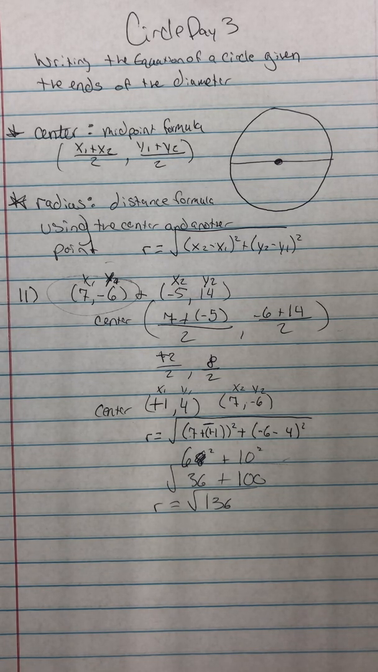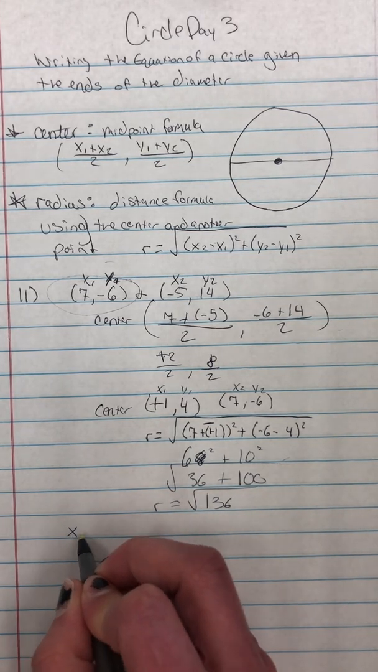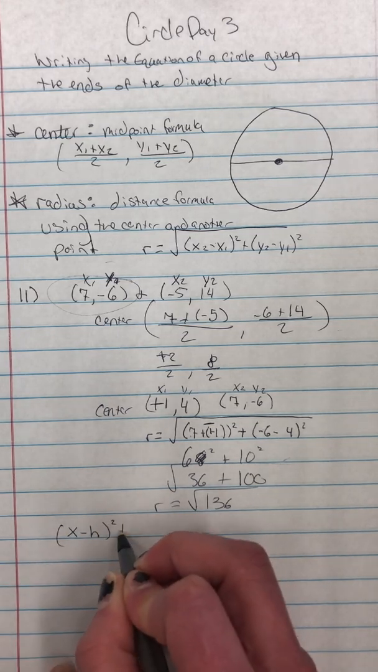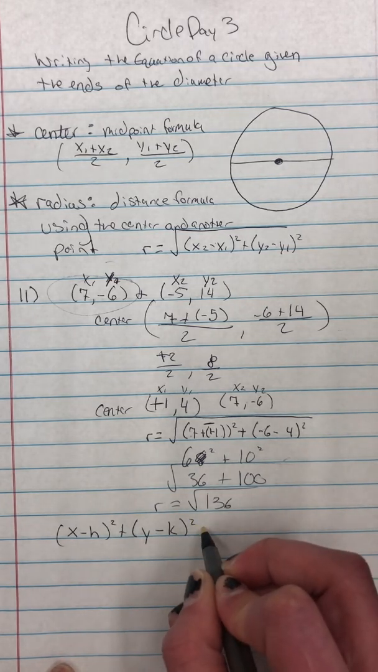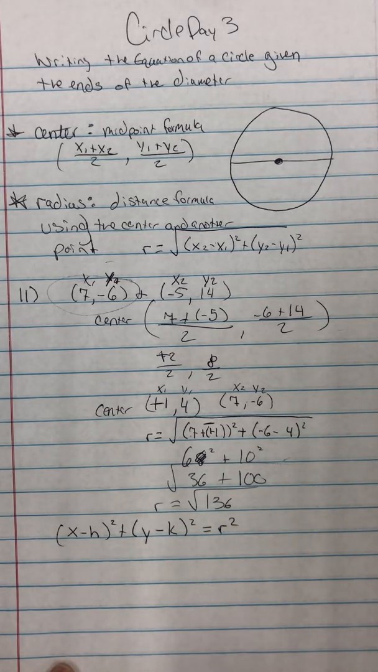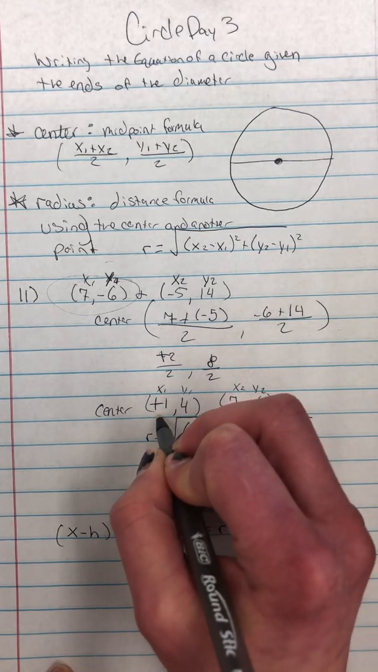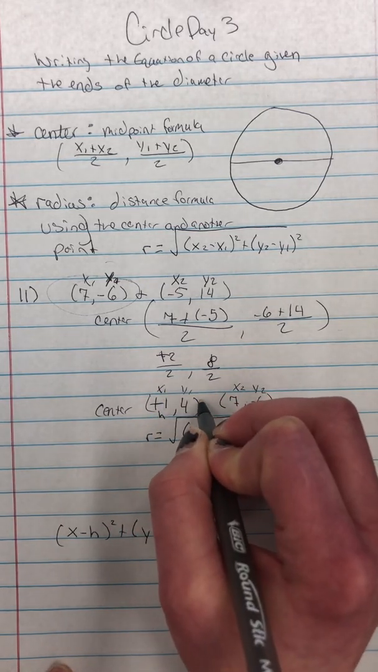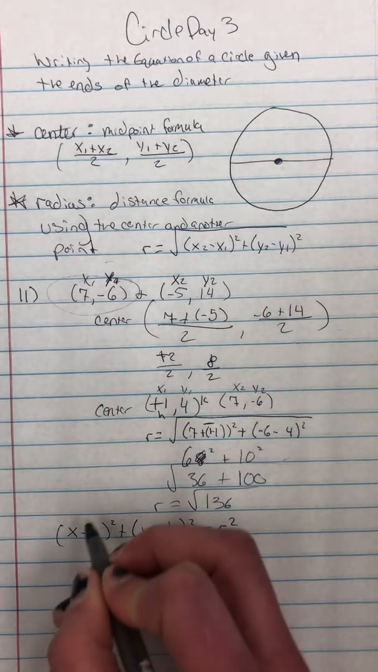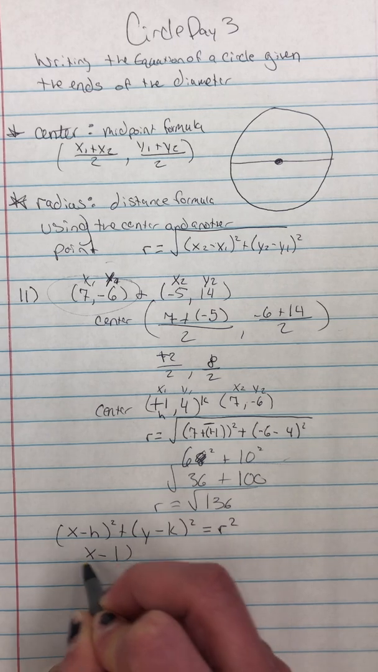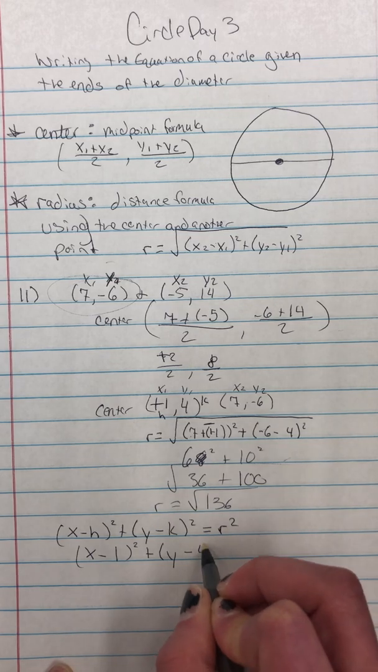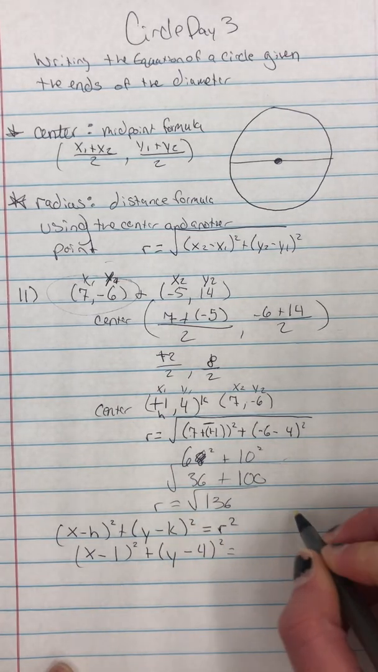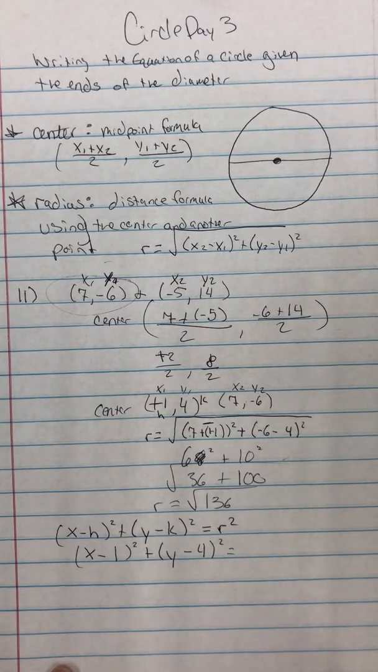Now that we have the radius and the center, we can plug those into our last formula. Our formula was x minus h squared plus y minus k squared equals the radius squared. H and k came from our center, so h is the x value and k was the y value. We're going to do x minus 1 quantity squared plus y minus 4 quantity squared, with our radius, the square root of 136, squared.